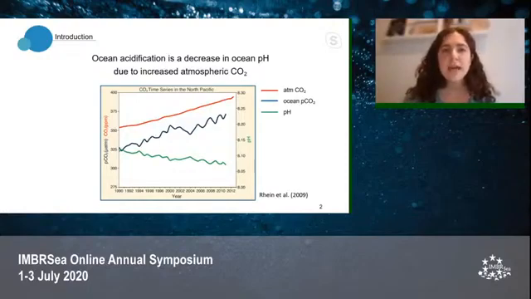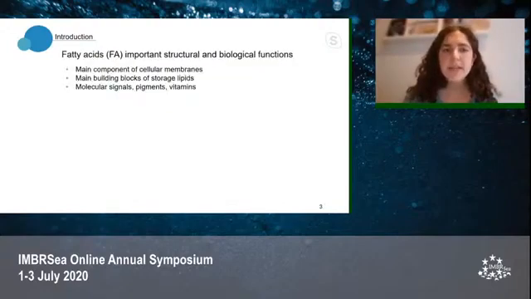Ocean acidification has many effects on organisms, including their physiology. And this is where fatty acids come in. Fatty acids are very important molecules. They are the main components of the cellular membranes. They're also the main building blocks of storage lipids. And they also have other roles such as molecular signals, pigments, and vitamins.